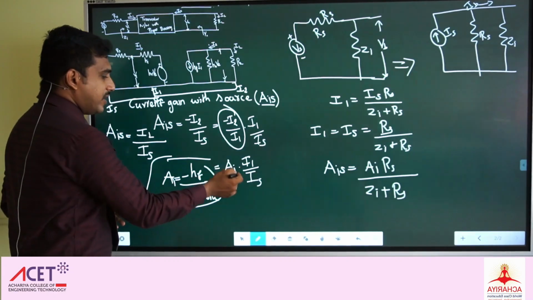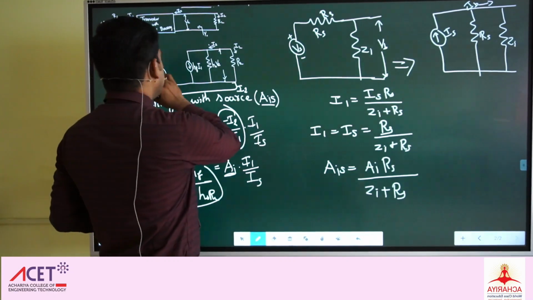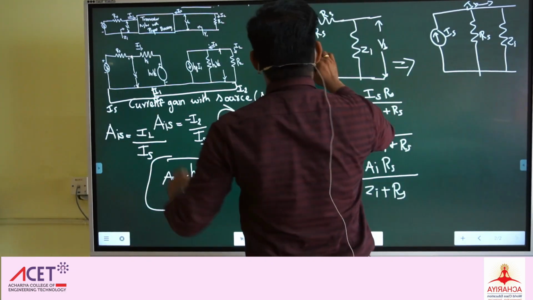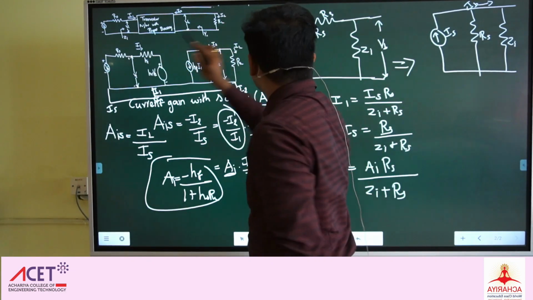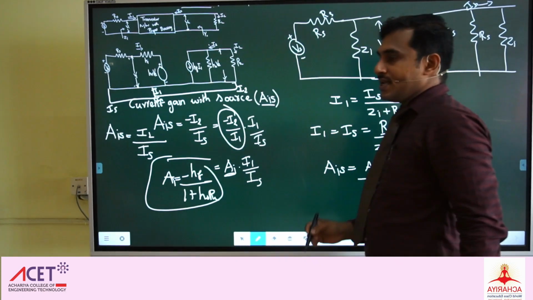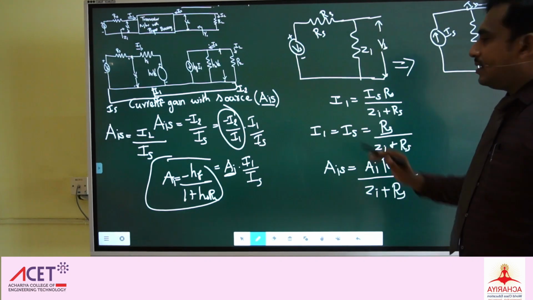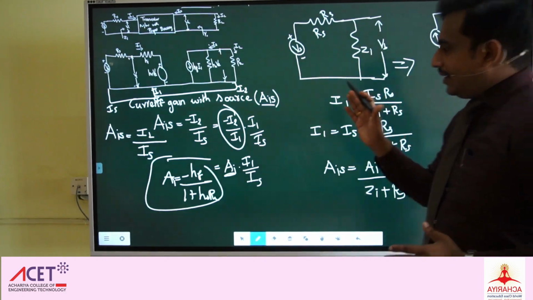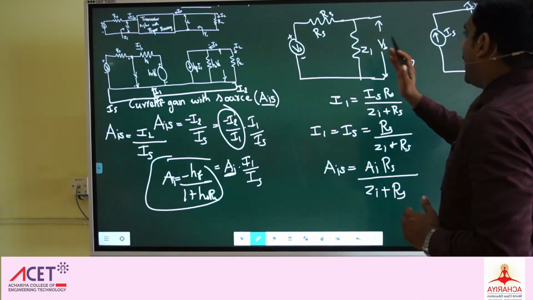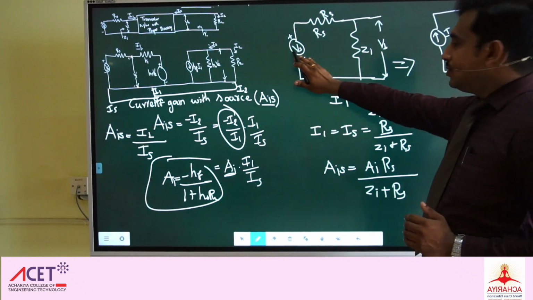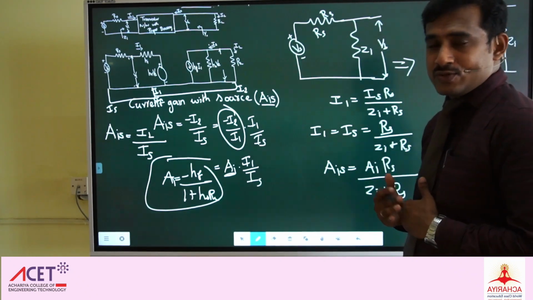For finding I1 divided by IS, I am redrawing the input side equivalent circuit. Vs is Vs and Rs is Rs. I am considering the total resistance present in the input side as Zi. I am just redrawing the circuit. Now for finding IS, I am going to replace the voltage source with a current source.